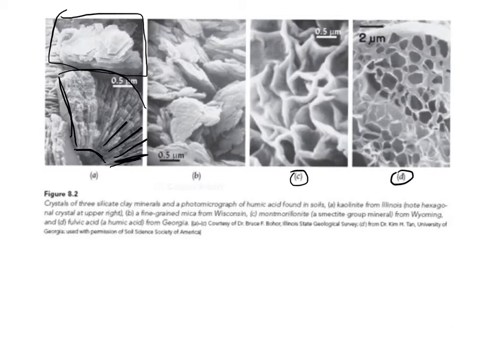Finally, in D, we have fulvic acid, which is kind of a representation of what organic matter might look like, and so we have a representation of that. So just so you start to see when we're talking about these clays and this organic material, when you see pictures like this, it gives your mind something to sort of think about while we're talking about the structures and the capabilities of these kinds of colloids in the soil.